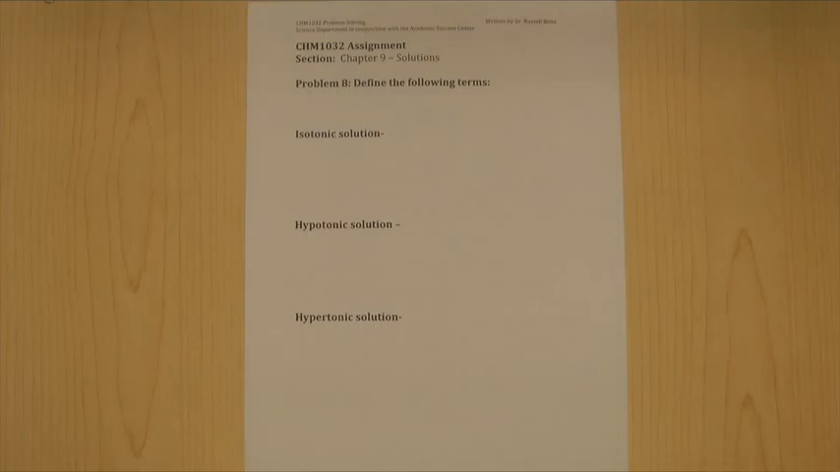Define the terms: isotonic, hypotonic, hypertonic solutions. All right, these are all kind of biological things, but we can explain it using a little bit of chemistry. Isotonic. An isotonic solution basically has the same osmotic pressure as a cell.